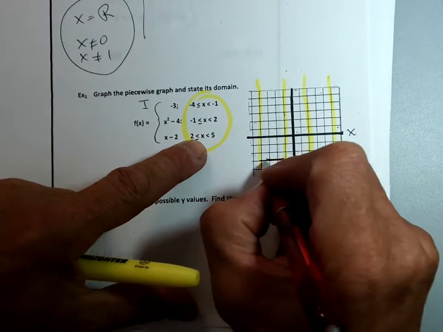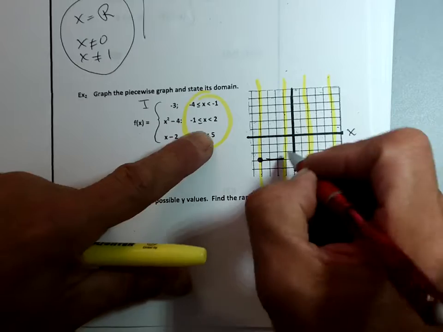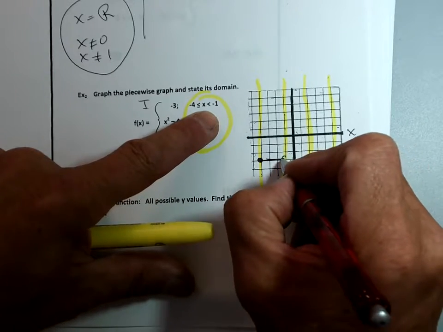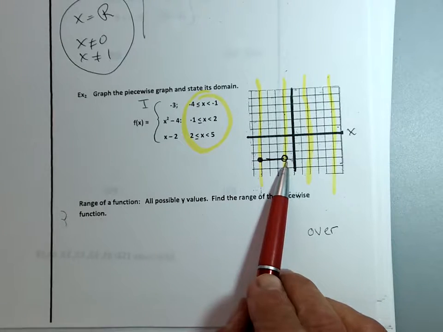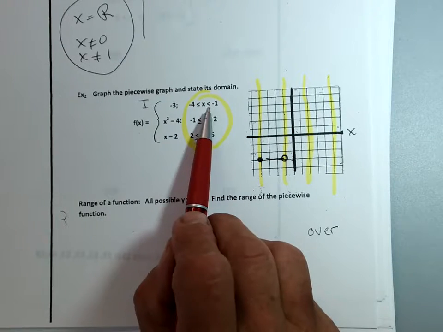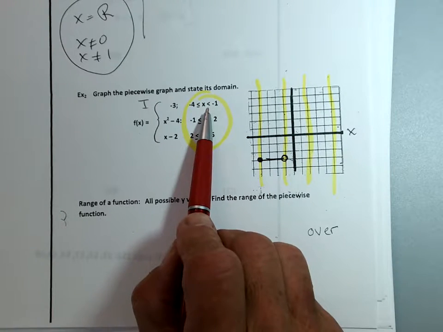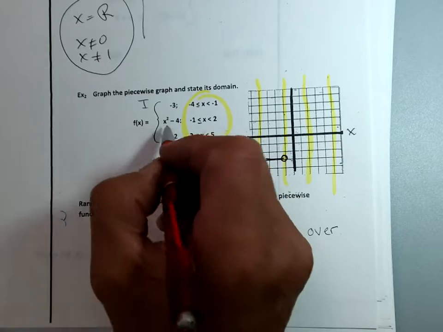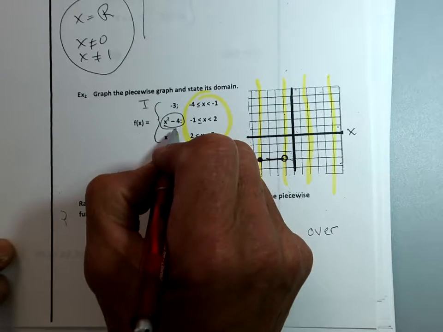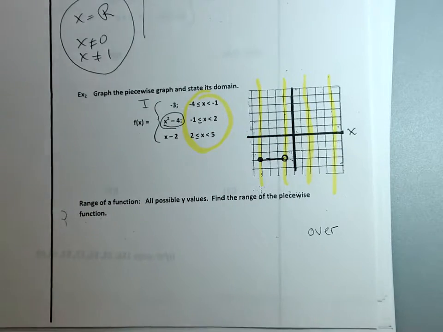Now, solid dot, open dot. Why do we put an open dot there? Because it does not equal -1, does it? So we put an open circle there at -1. Nice job, okay? This is a parabola. It's a parabola, and it looks like this.